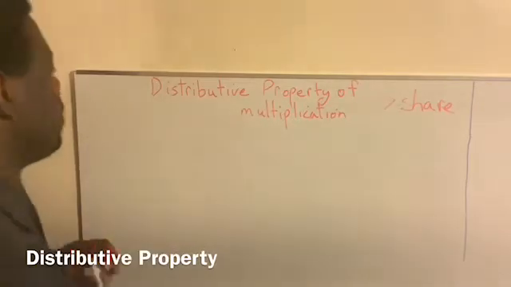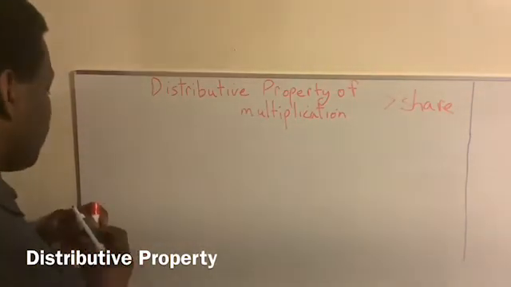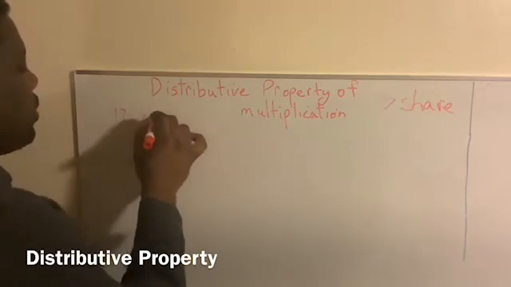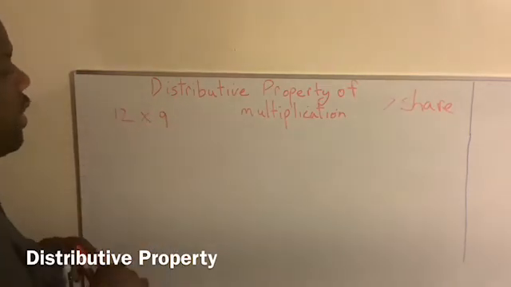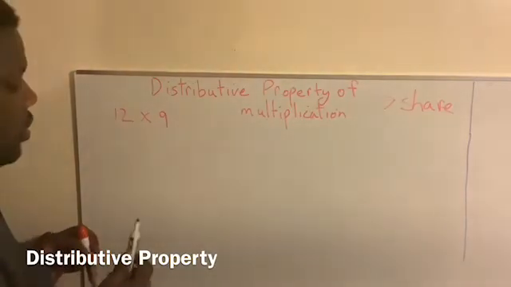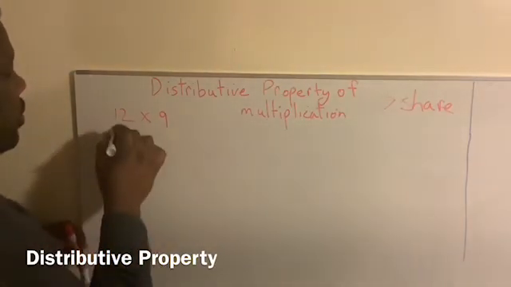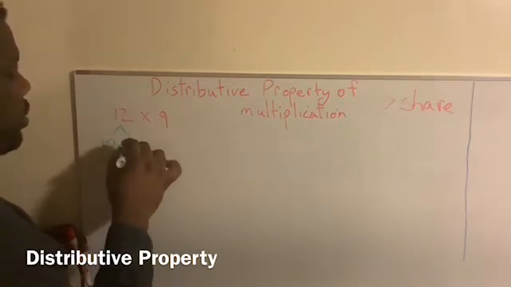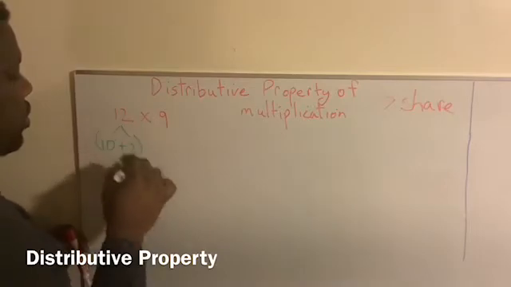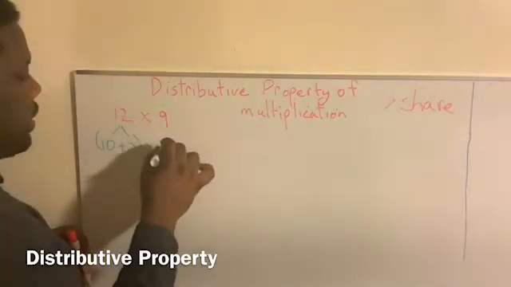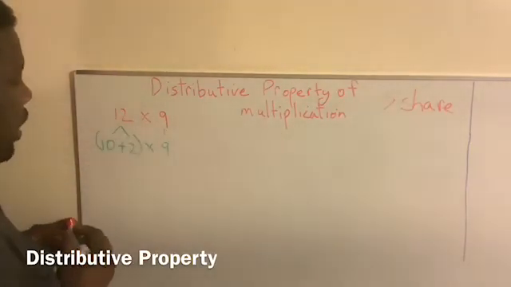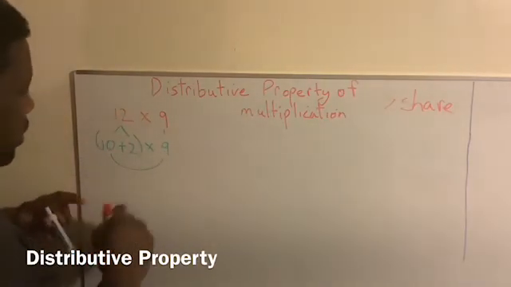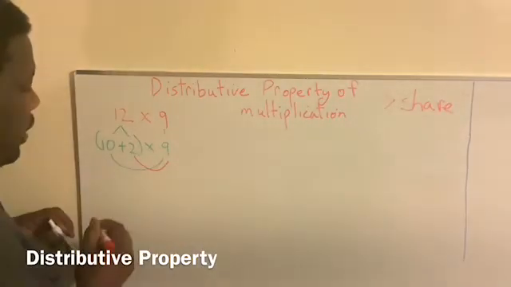Let's try larger numbers. Let's say we have 12 times 9. You may not like to multiply by 12s, so let's break up 12. We can break up 12 into 10 plus 2. And the 9 stays the same. Multiply all the parts. 10 times 9, 2 times 9.